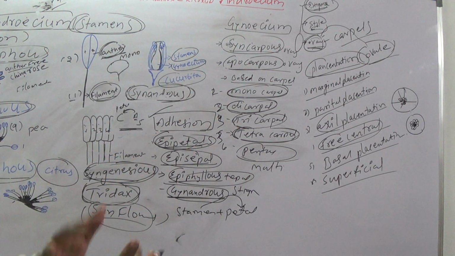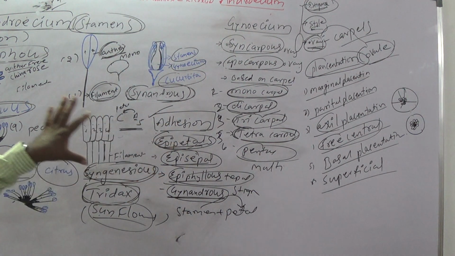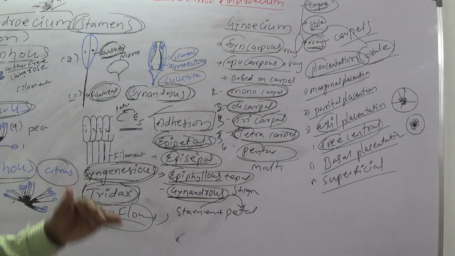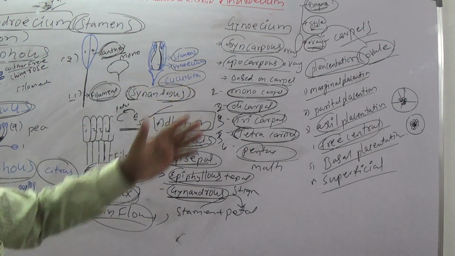Students, there are chances of many questions being asked. There are many examples in gynoecium and androecium. All examples are important, and marginal placentation is also very important.